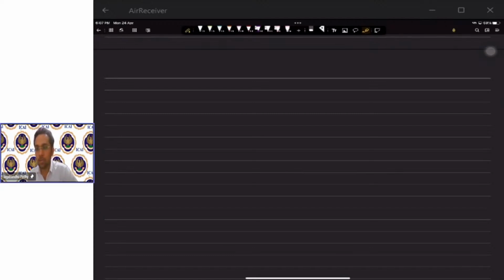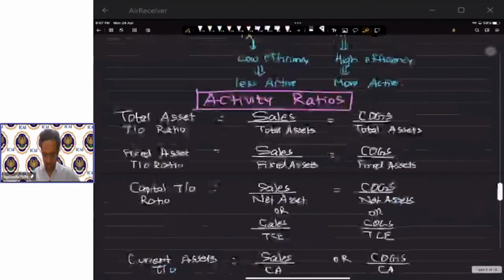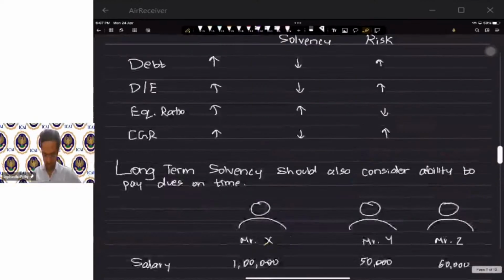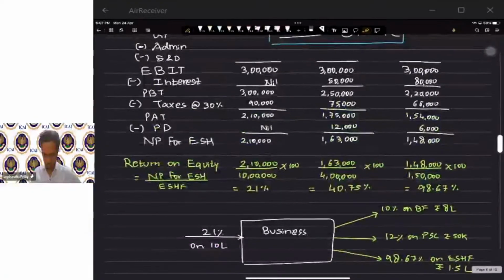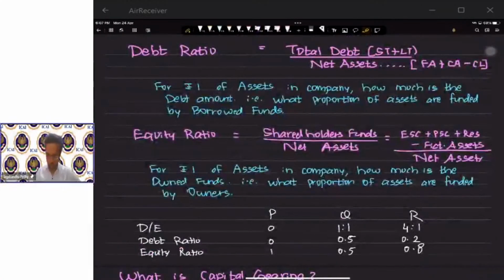I had a query from previously. I had a problem in solving debt ratio and equity ratio. My answer is not getting varied from yours. Can you please explain? Debt ratio is long-term debt upon total assets. Yeah. Debt ratio is basically debt upon the net assets.